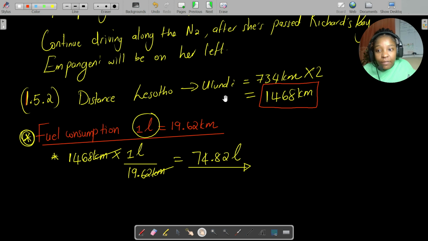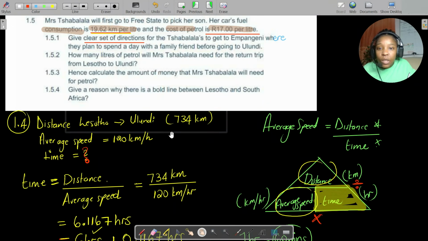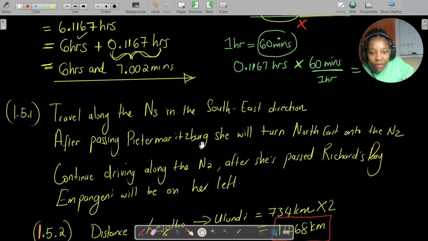All right, cool stuff. Let's have a look at question 1.5.3. Hence, calculate the amount of money that Mrs. Shabalala will need. If they're saying hence, ladies and gentlemen, they're just saying to use your answer from the previous question to determine the amount of money that you will need for petrol. So we found that now.